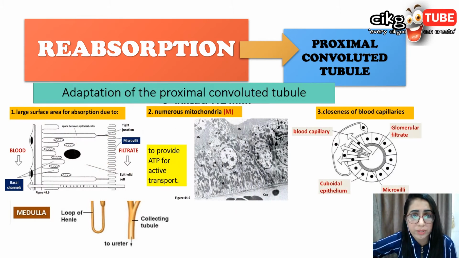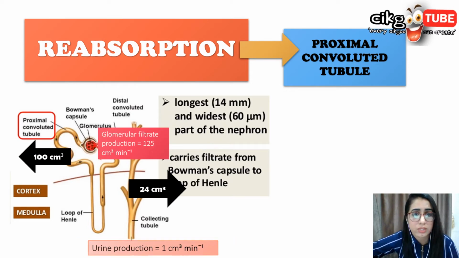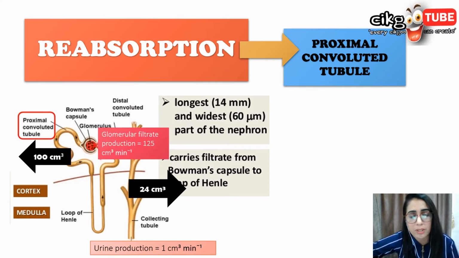Now, there is the adaptation of the proximal convoluted tubule. It has a large surface area for absorption of the filtrate, and it has numerous mitochondria for active transport. Then we have the closeness of the blood capillaries. They are very close to each other, so it's easy for the filtrate to move. The glomerular filtrate production is approximately 125 cm³ per minute, while urine production is usually 1 cm³ per minute.